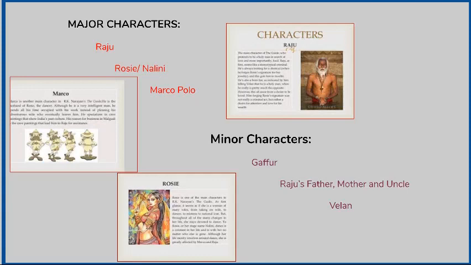Now, you can see there are 3 major characters in the novel. That is Rosie, also known as Nalini, Raju, and Marco Polo. And on the left side of the slide, I have given a brief write-up on these 3 characters, which after reading the novel yourself you can expand. And on the right side there are some minor characters, that is Gafur, Raju's father, his mother and uncle, and Velan.